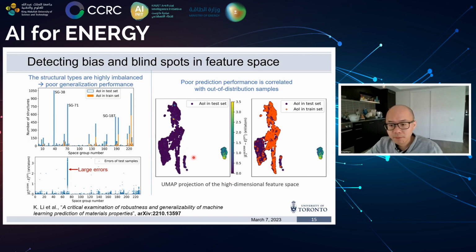So the UMAP plot here clearly separates the test data into two clusters. And when we further plot the training data on top of the test data, we can see that the cluster with low prediction error is actually well covered by the training data, whereas the other cluster with large prediction error have no training data. In other words, we can identify the blind spot in the feature space and foresee where the model may be inaccurate.